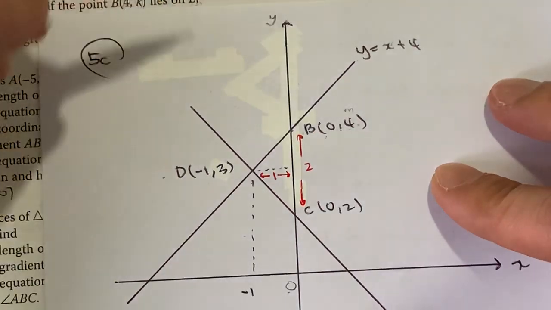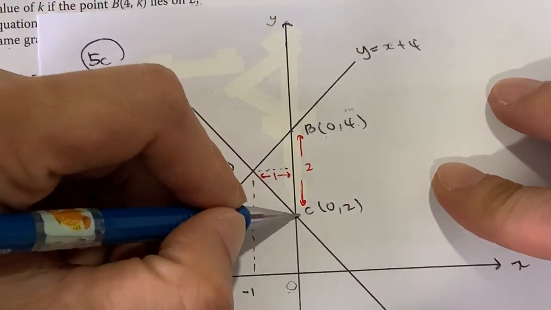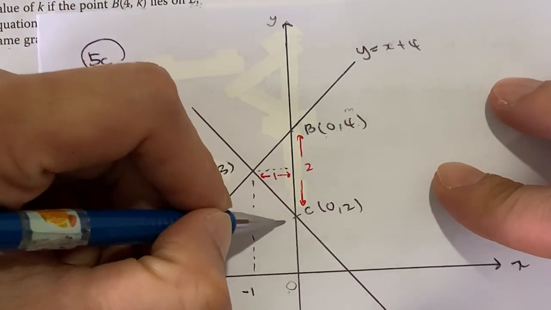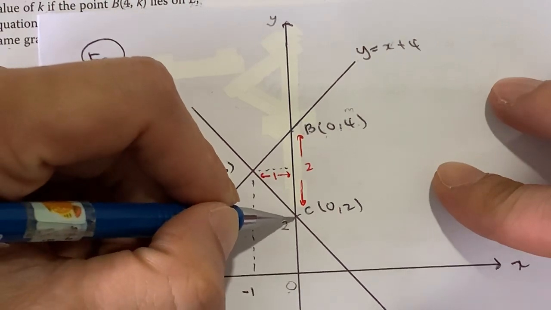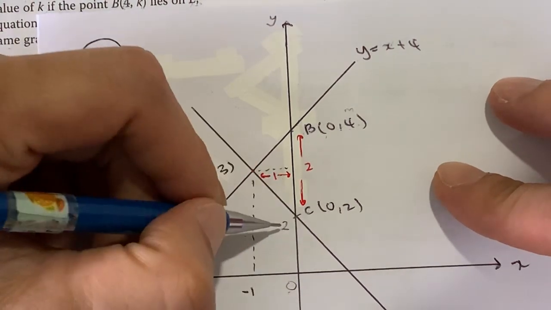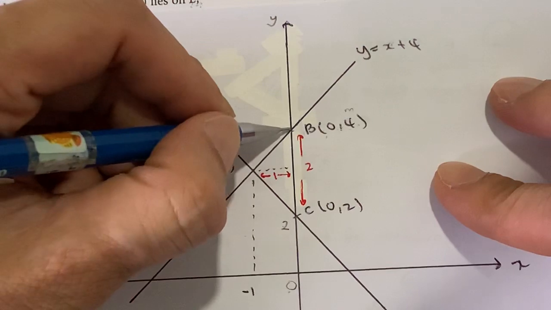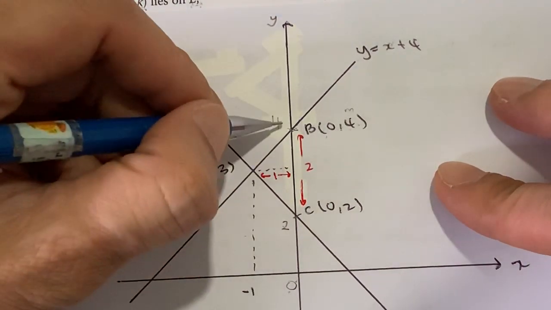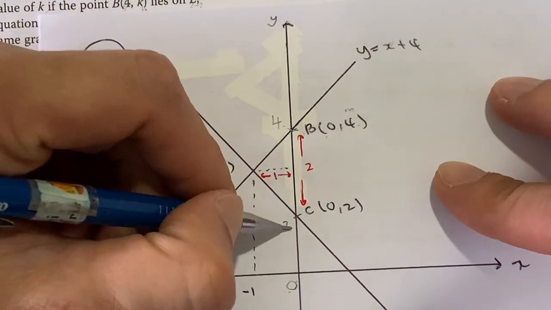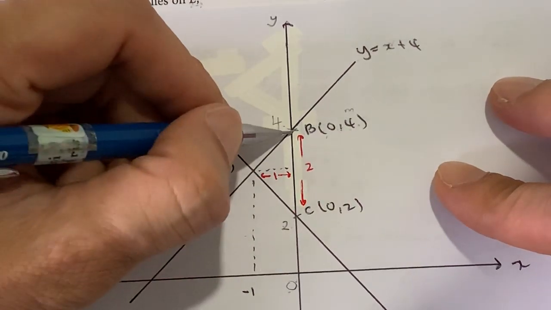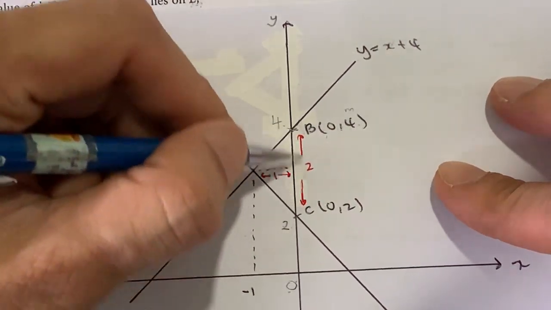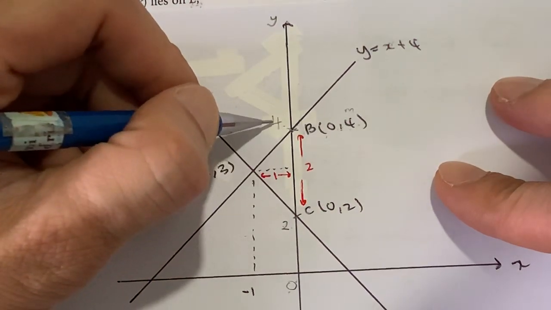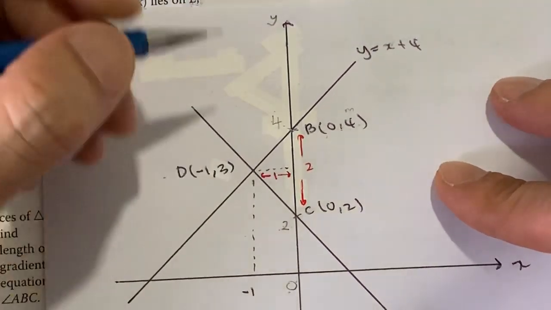0 comma 4. Okay, so this value here has a value of 2 on the y-axis because the y coordinate is 2. On the B part here, this has a value of 4, because it's 0 comma 4. So between 2 and 4, the distance is 2. I just get it by using 4 minus 2. 4 minus 2 is just 2.